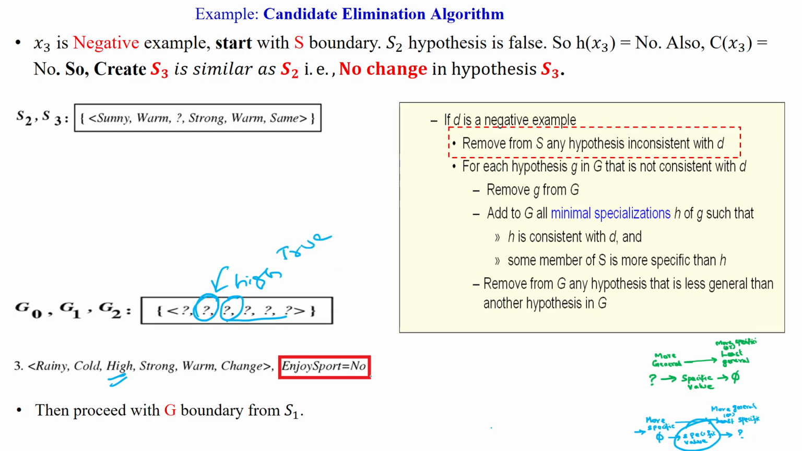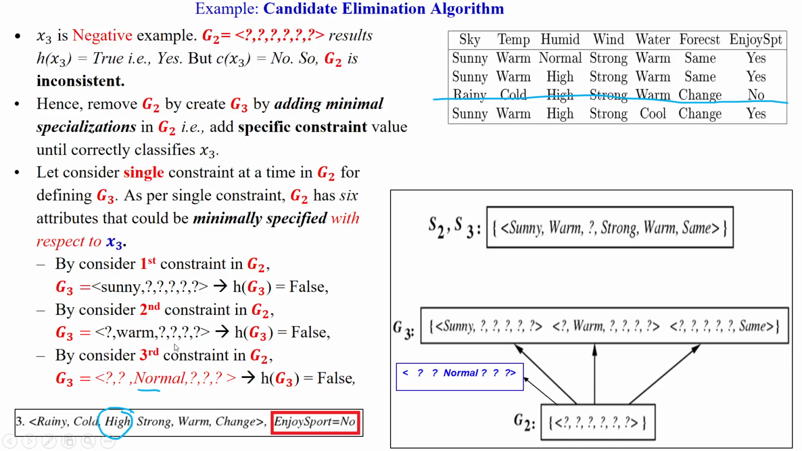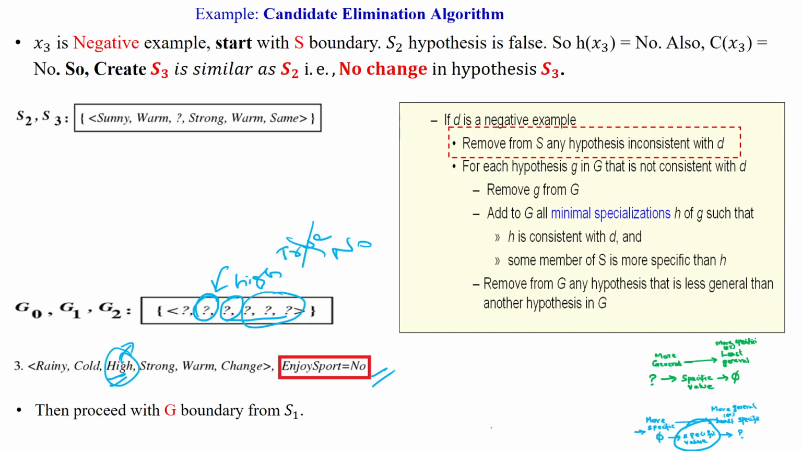So if it is true, here it is a no, it is inconsistent. What we need here is the no. For the no, you have to check another value, an alternative value for the high. So what is the alternative value for the high? In this one we have the normal, so we are giving the normal in the third constraint. Then the remaining we keep the same as the question symbols here.